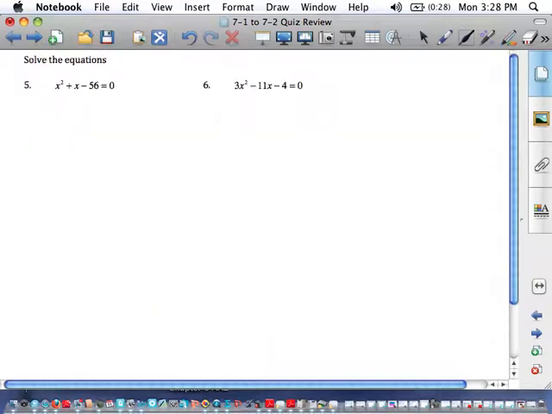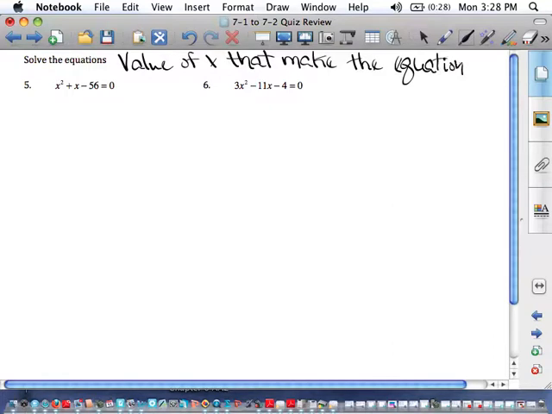Next, we're going to factor. Factor is the reverse of foiling, so we're going to factor and solve. We're looking for the values of x that make the equation true. To do that, remember, I'm going to look to factor this trinomial into two binomials.